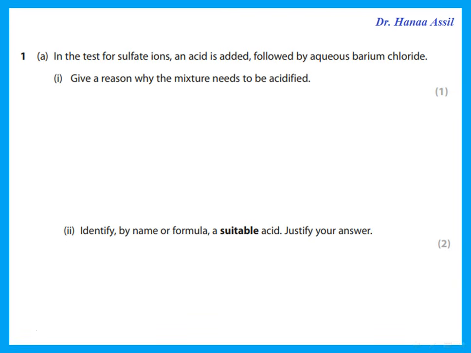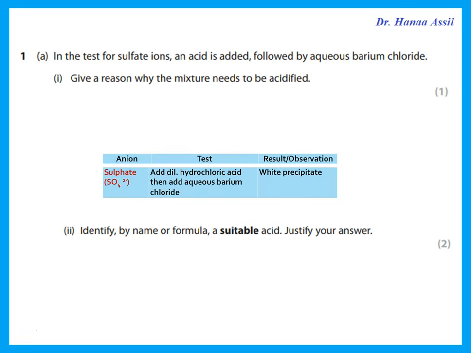The first question was, in the test for sulfate ions, an acid is added followed by aqueous barium chloride. Give a reason why the mixture needs to be acidified. Now, do you remember the test for sulfate? What was the test for sulfate? The test for sulfate was I should add dilute hydrochloric acid and barium chloride solution, and I should get a white precipitate.